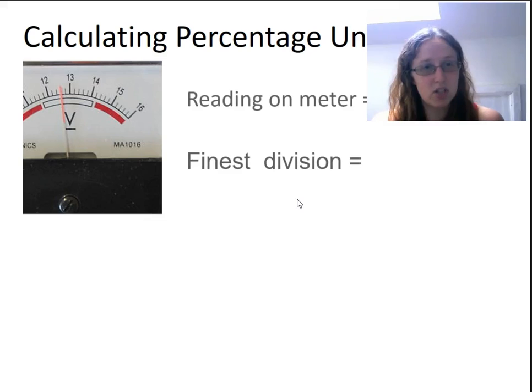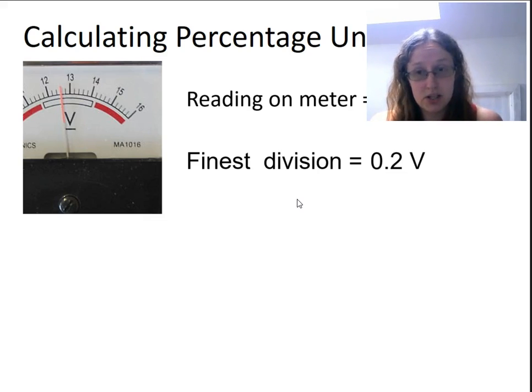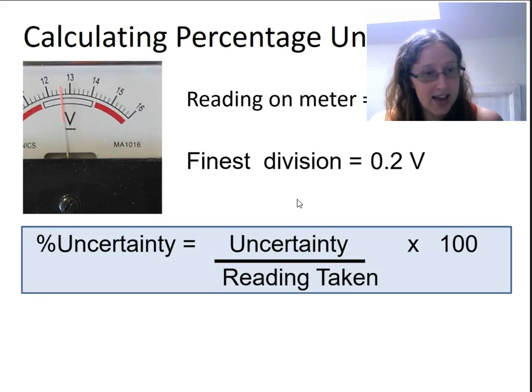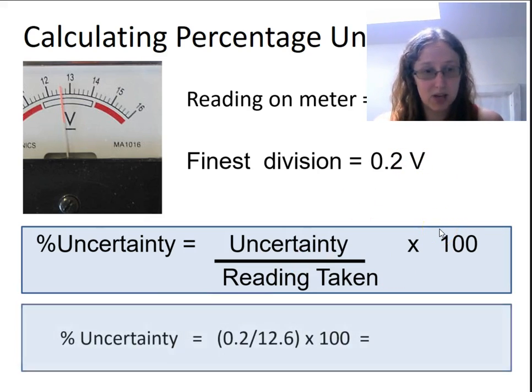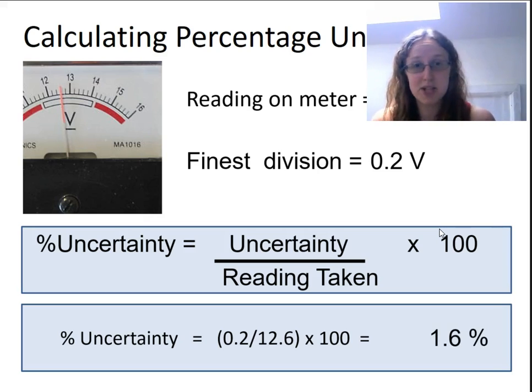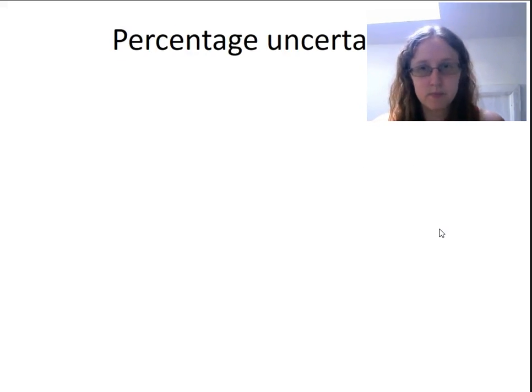So to calculate percentage uncertainty is pretty easy really. What I do is I read the value on the meter. So if we look at this one, that's 12.6. Smallest division is 0.2, so that's the precision. So in this case, my percentage uncertainty would be the uncertainty divided by the value I measured. So 0.2 divided by 12.6 times 100, which gives me 1.6%. So that doesn't really matter too much. I'm quite happy with that as a percentage uncertainty. If it had been 16%, I would have been bothered.